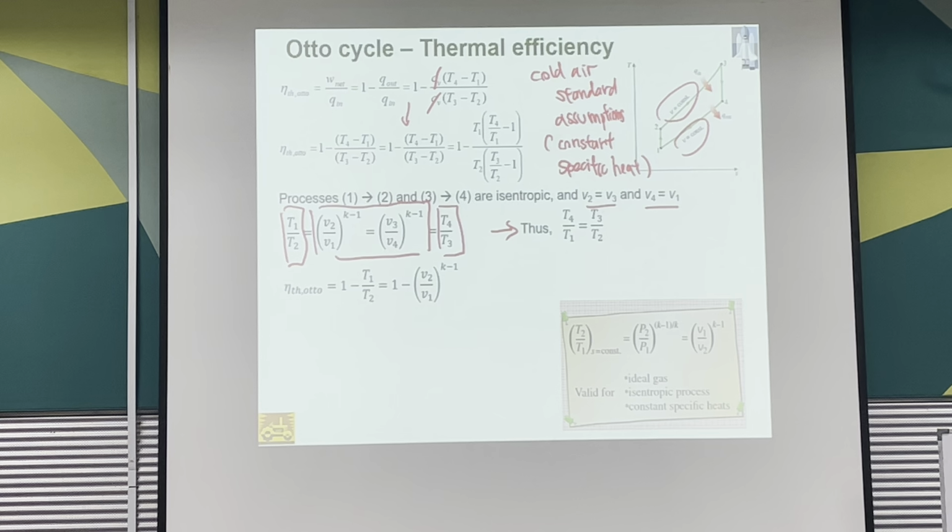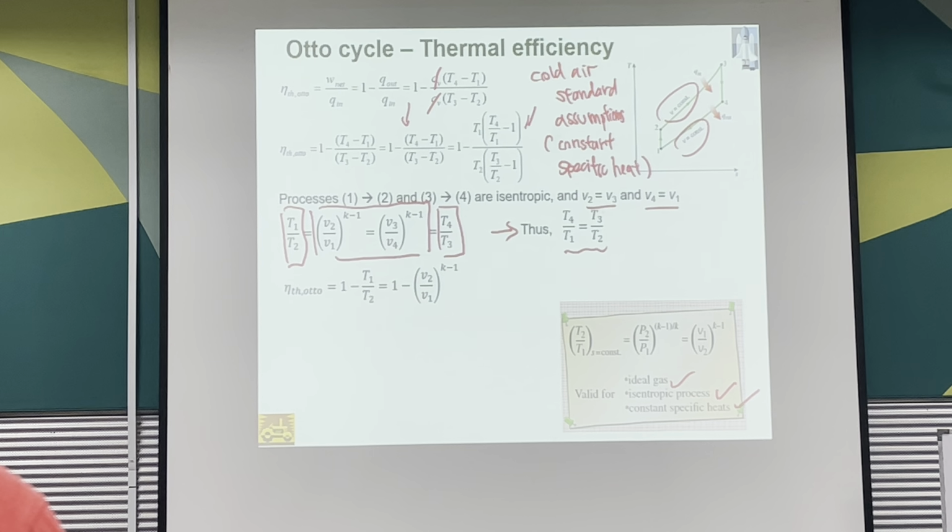So why do we do this? Because we want to derive a relation for the thermal efficiency of the Otto cycle when we are assuming constant specific heat. We skip a few steps, but you can see that if these two are the same, now we come back to this equation. It means that this can cancel off, right?